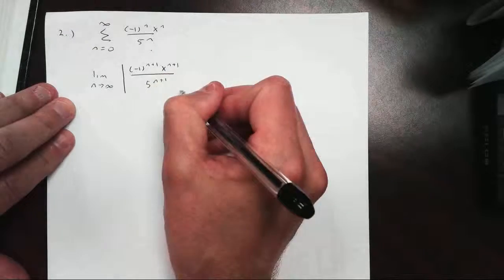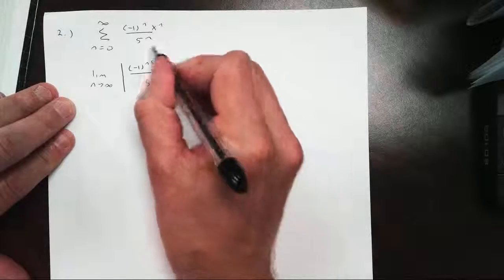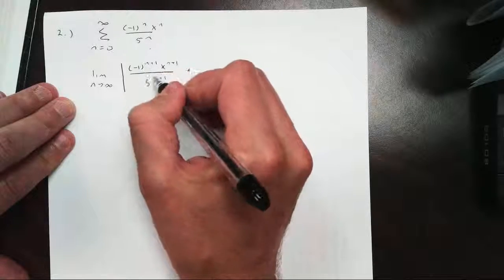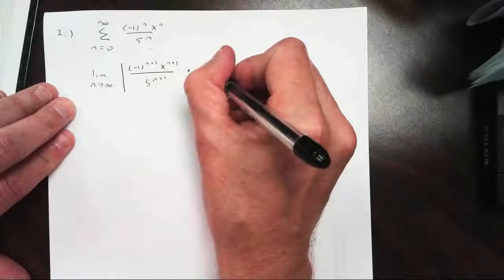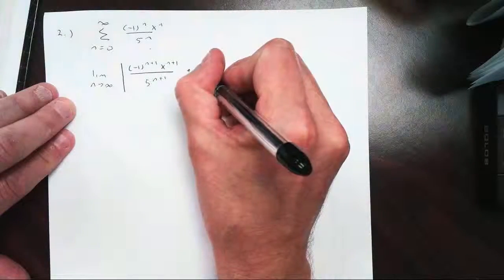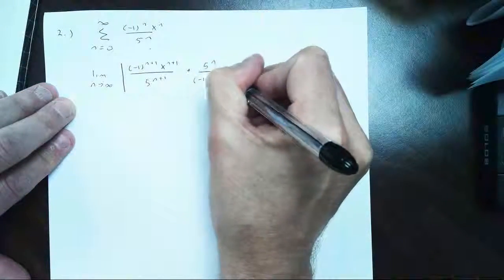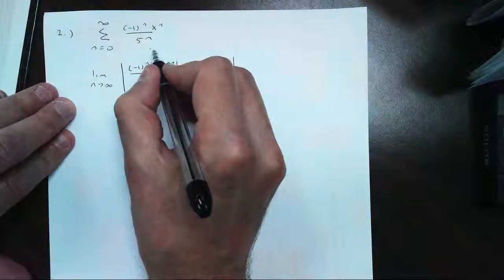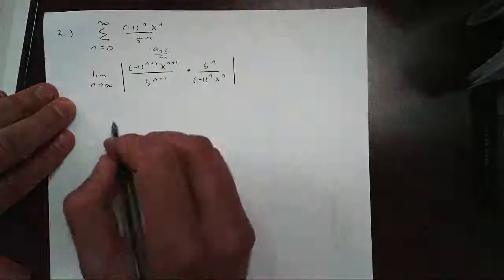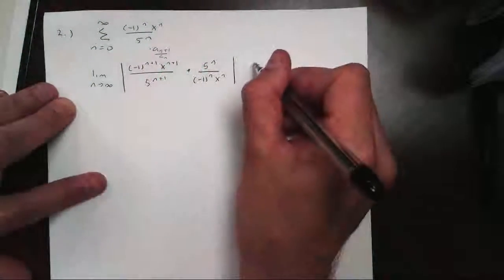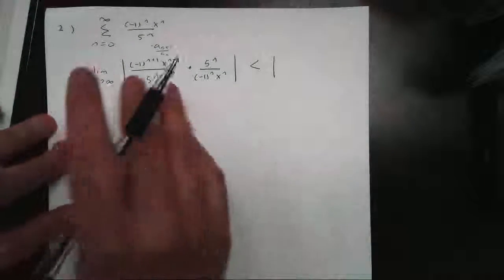Now, I'm going to do kind of a shortcut. Here's my original one, here's my n plus 1. I'm going to divide it by the original, so I'm just going to multiply it by the reciprocal. So 5 to the n over negative 1 to the n, x to the n. Remember, this is a sub n plus 1 over a sub n. I just multiplied by the reciprocal, a little bit short step there. This must be less than 1 still. And all I'm going to do is solve this.